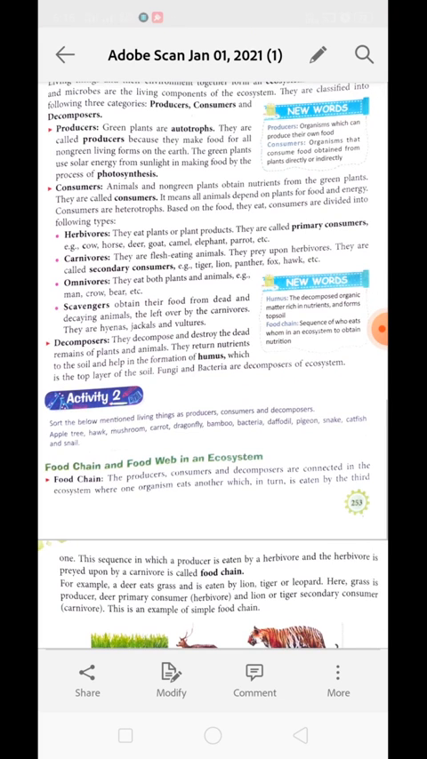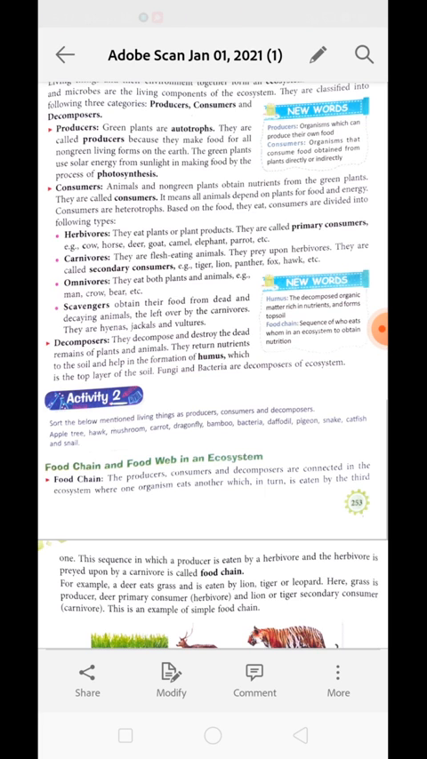Sort the below-mentioned living things as producer, consumer and decomposer: apple tree, hawk, mushroom, carrot, dragonfly, bamboo, bacteria, daffodil, pigeon, snake, catfish and snail. Just categorize them on the basis of their feeding habit, in which group they will be. For example, apple tree, it will be a producer. Okay, understood? Hawk, it will be a consumer.